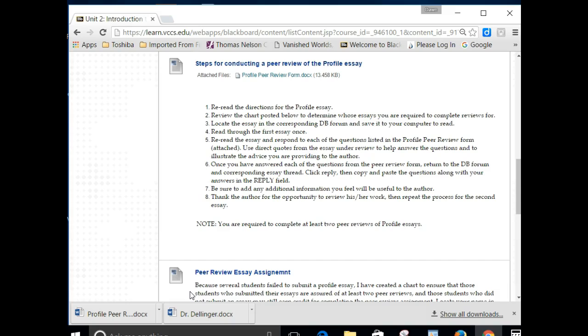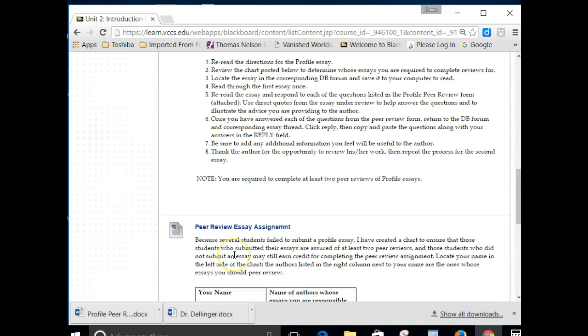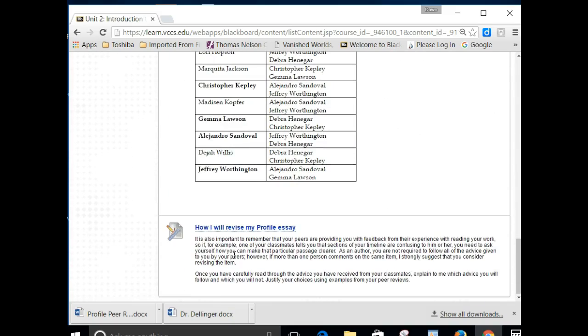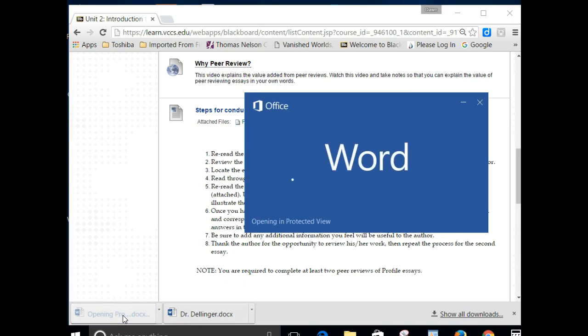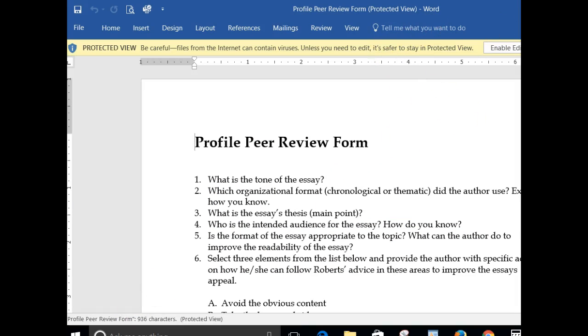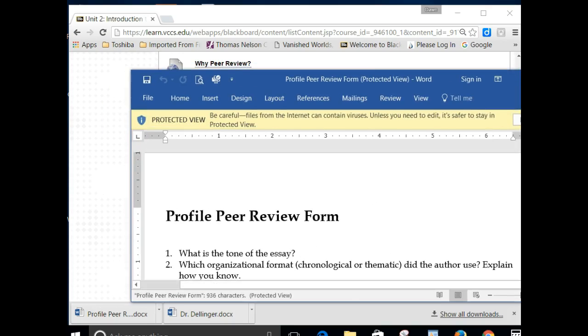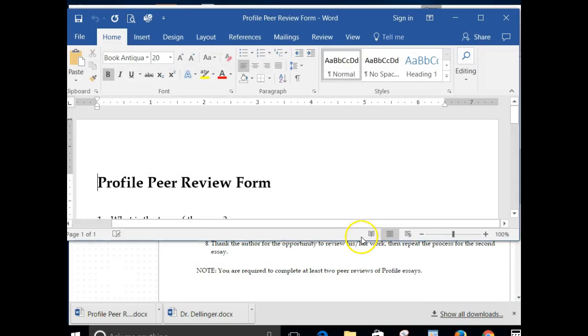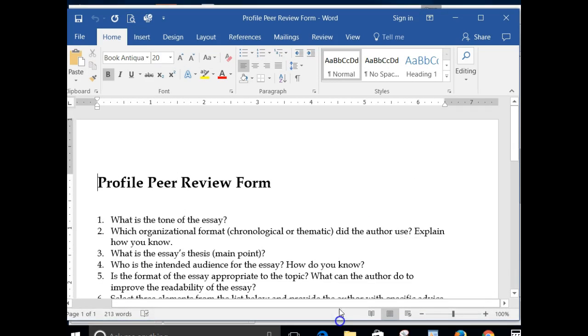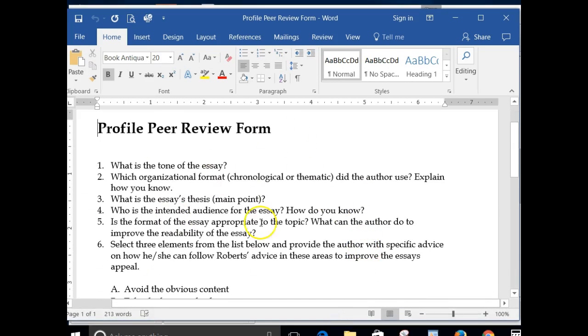Then, once you've read it through one time, go back to it and reread the essay and answer the questions in the, scroll back up, the profile peer review form. So that document looks like this. Oh, let's see if we can get it smaller so it can fit in the screen. There we go. All right. So you're going to look at this document, and this is the actual document.